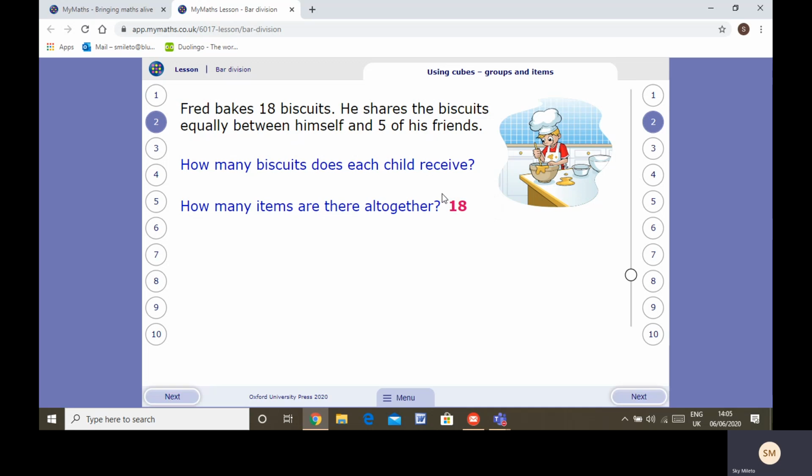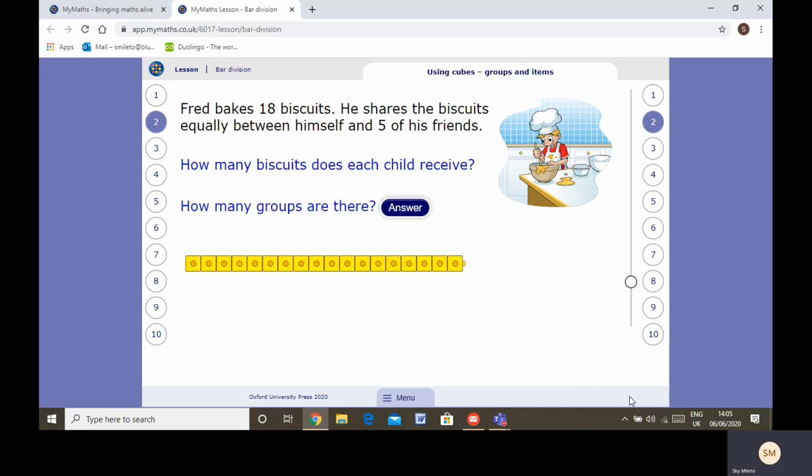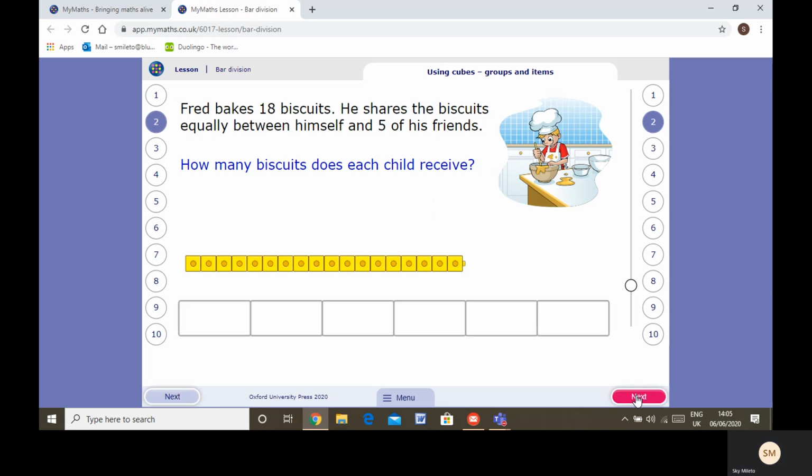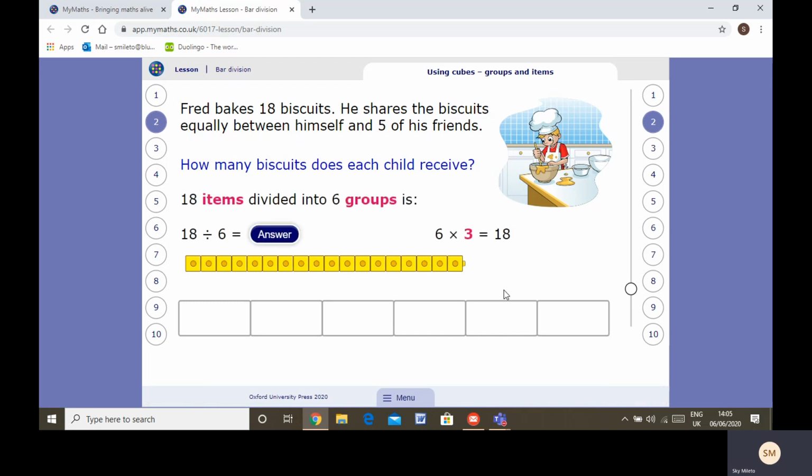We know there are 18 biscuits altogether. Let's watch them go on very slowly, adding up to 18. And as I said, we know there are 6 groups, 5 friends and Fred himself. So let's have a look at the bars. How many biscuits does each child receive? We're going to be doing 18 divided by 6.